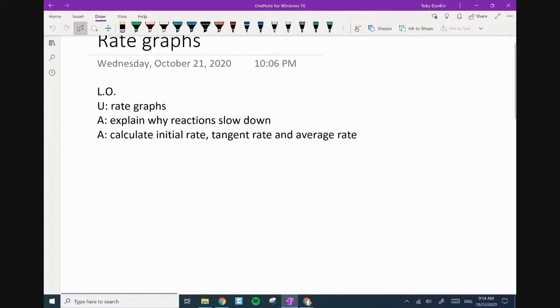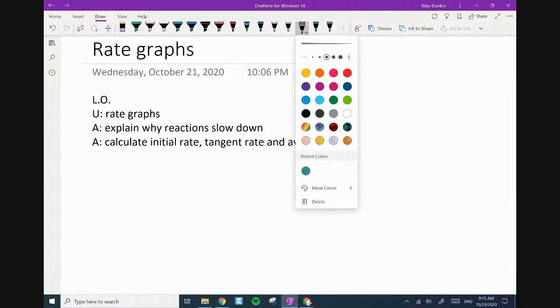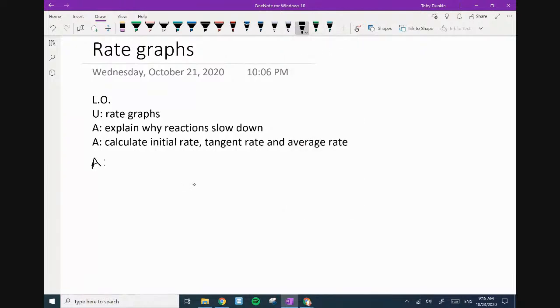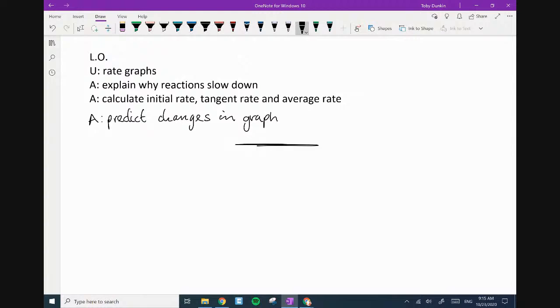I'm actually also going to add in an extra learning objective. I'm going to change my pen to black and reduce the size, maybe small. I want you guys to be able to predict changes in graph. That's it, just predict changes in graph. Okay, so understand rate graphs.